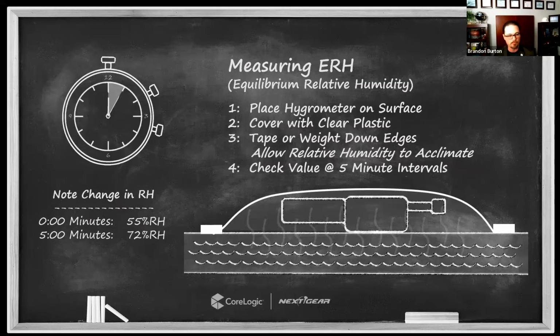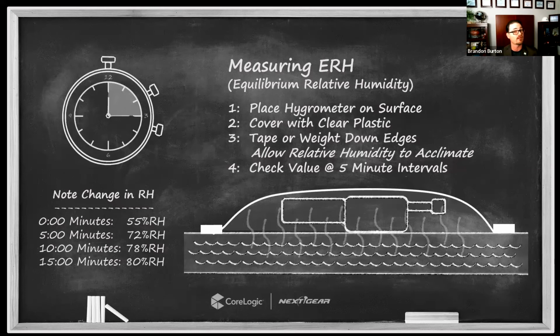In this example, we placed the hygrometer originally, it said 55% RH, right? We walked away for 5 minutes, we came back, it now says 72% RH. It hasn't fully acclimated until you get 2 readings that match. So we walk away for 5 minutes, we come back, and we see a 78% relative humidity. Okay, again, hasn't acclimated. Go do something else and come back. We see an 80%. It's getting close, right?